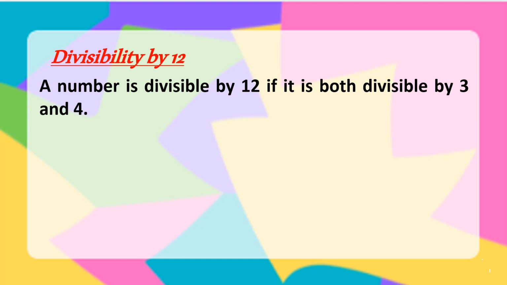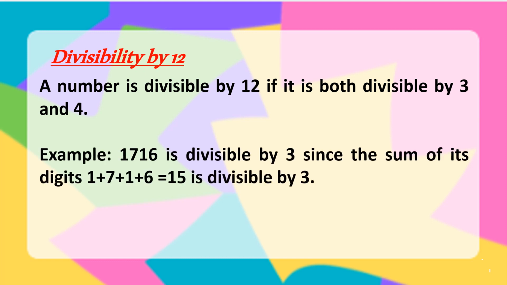Okay, now, let's have divisibility by 12. A number is divisible by 12 if it is both divisible by 3 and 4. Example, 1,716 is divisible by 3 since the sum of its digits, 1, 7, 1, and 6, will give you 15. And 15 is divisible by 3. So, it means that 1,716 is divisible by 3.